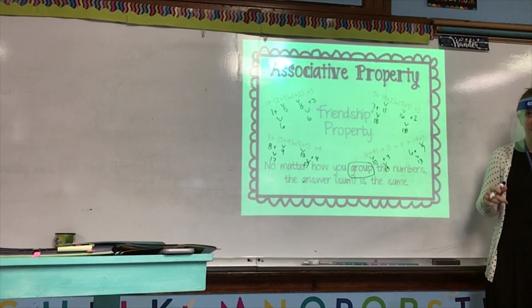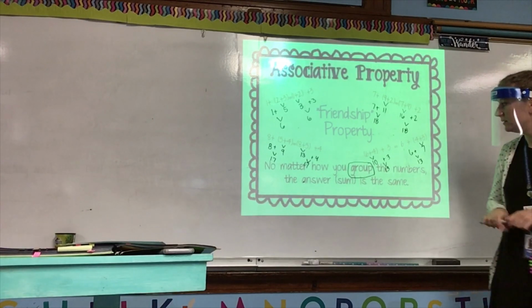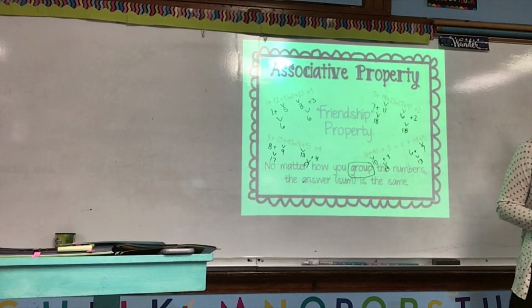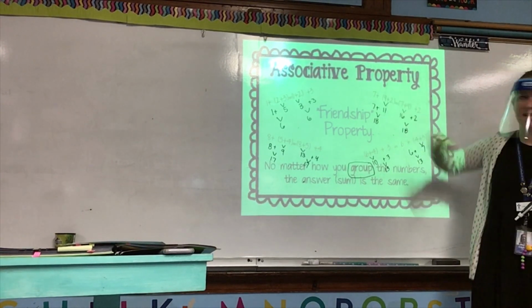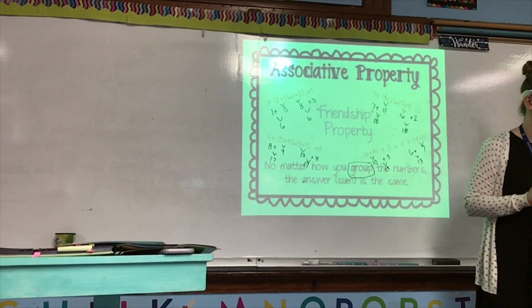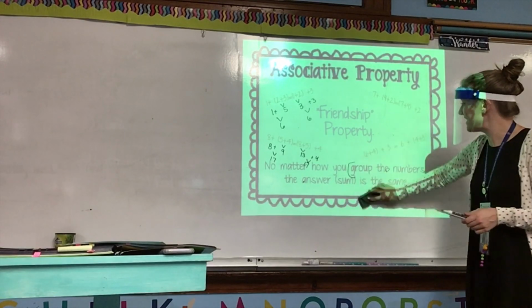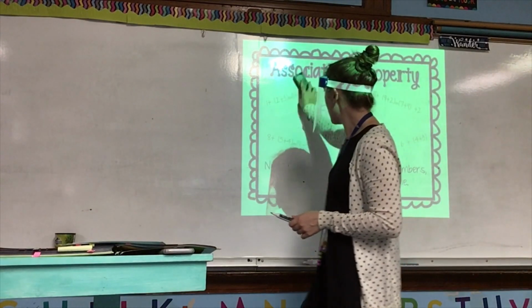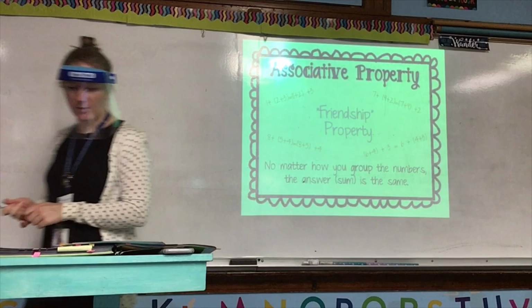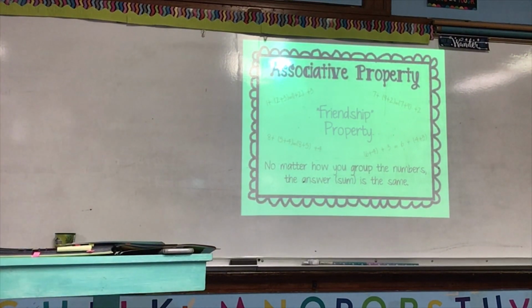So put a circle or a box around the word group. Also, if you see parentheses, you're probably working with the associative property of addition. Now these are all properties of addition, not subtraction, not anything else. Okay, now look at the identity property.